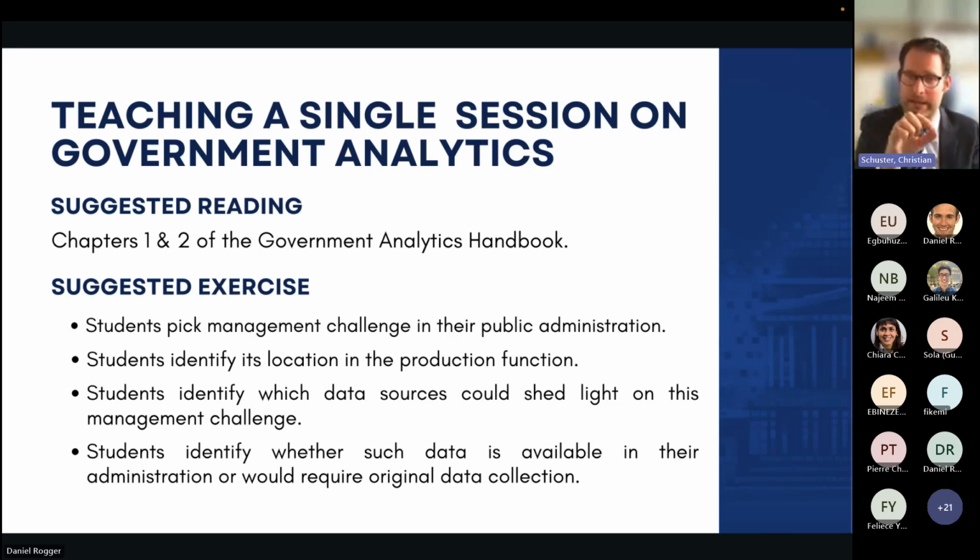this challenge in the public administration function. For instance, is a challenge in terms of quality of management practices? Is it a challenge in terms of how we procure goods and services? And once they've done that, then for students to think about what is the kind of data source that I need to analyze that challenge. And once they've done that, then for students to go out and explore whether for the administration they're interested in, that data would actually be available for analytics. So if you had a 2-hour session with students, this is our suggestion for how you could teach it.